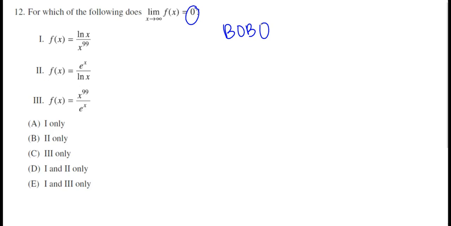So for number 1, your polynomial grows faster than a log, so that is bigger on bottom. For number 2, the bigger is on top. E to the x grows faster, so that's a no. And then for number 3, again, exponential grows faster than a polynomial. So we will keep 1 and 3, so option E.